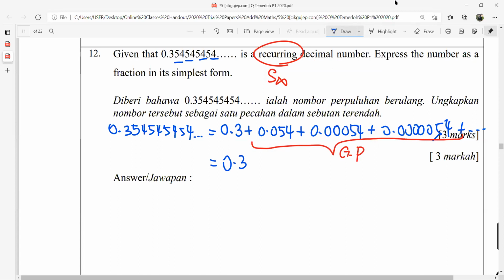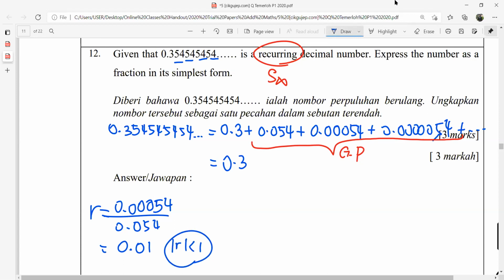And you have to find the r, which is 0.00054 divided by 0.054, because you have to know that r is in between, right? In between 1, correct or not? Then you can find the sum to infinity. And the sum to infinity formula is what? a over 1 minus r.